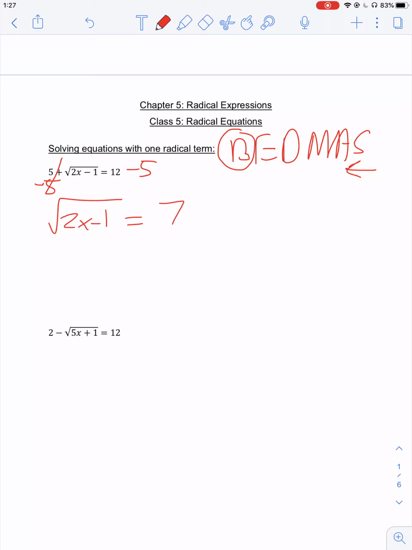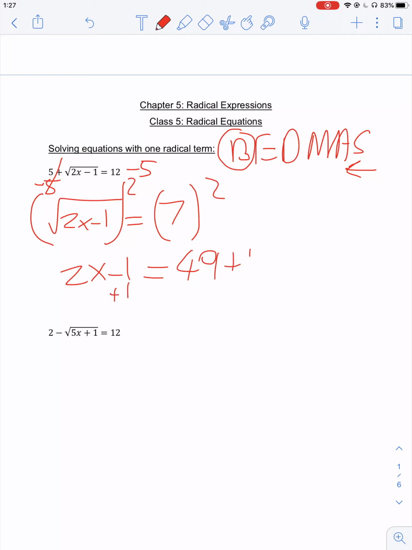So the opposite of square root is squared. So I'm going to square this, and I'm going to square this. The square root and the squared will cancel each other out. So I'm going to be left with 2x minus 1 equals 49. Now I can get rid of the subtraction, so plus 1. That means that 2x equals 50. And then finally, multiplication, so the opposite is division. Divide by 2, divide by 2. So x is just equal to 25.